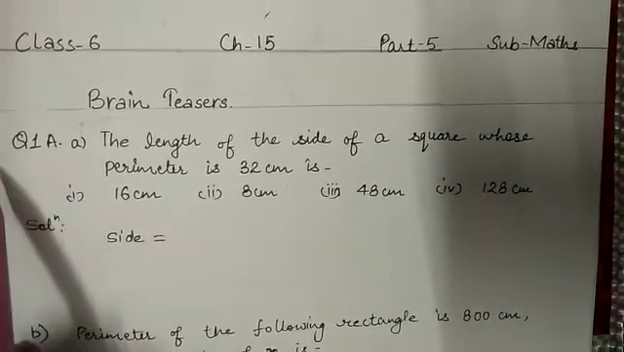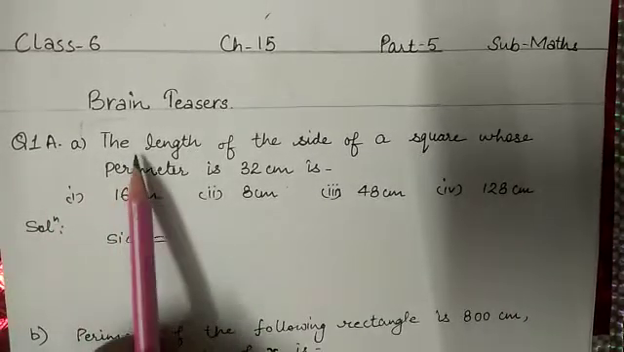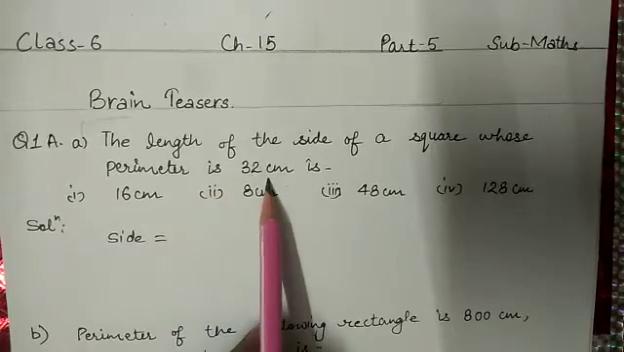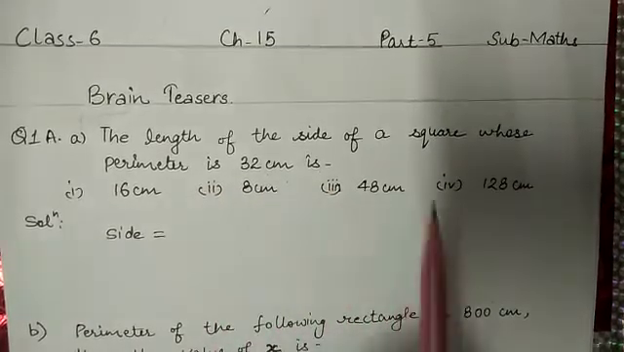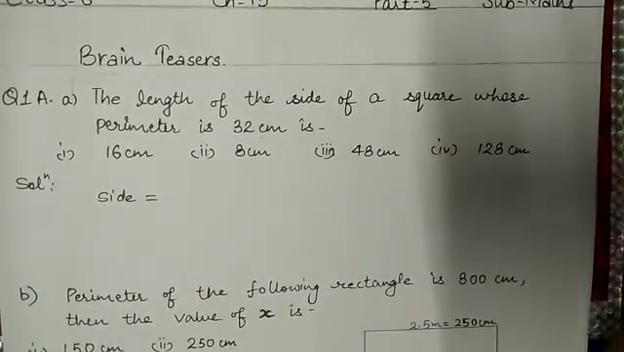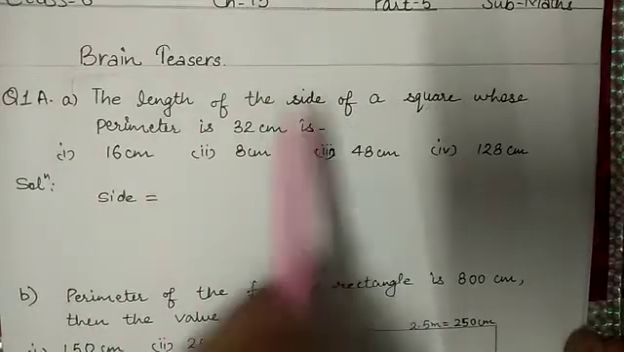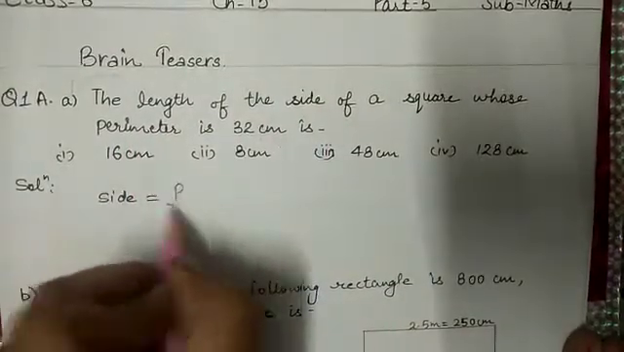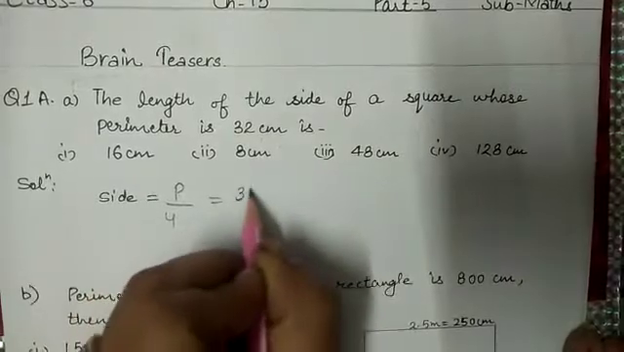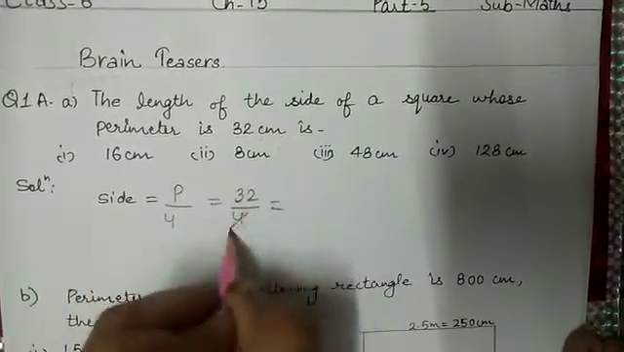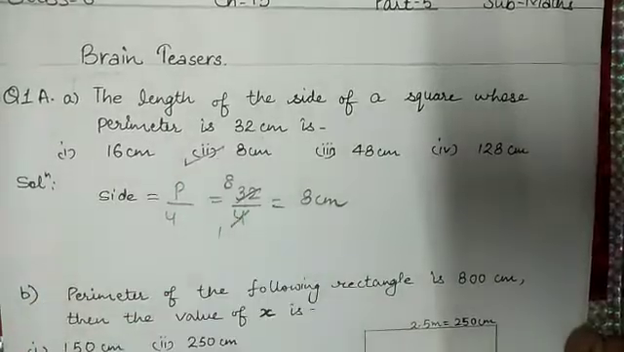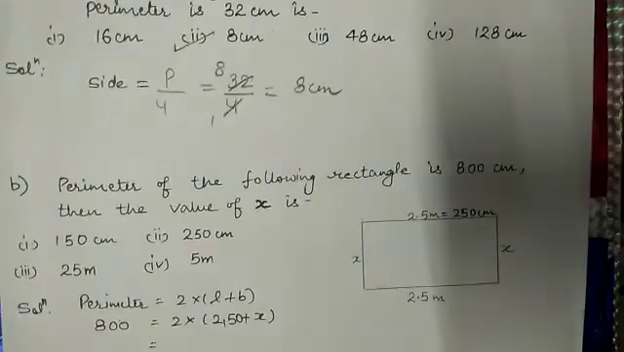First question, multiple choice questions. The length of the side of a square whose perimeter is 32 centimeter is one of the options we have to choose. So we are to find the length of the side of the square, perimeter is 32. To get the side, we should divide the perimeter by 4, that is 32 by 4, which gives 8 centimeter. So the right answer is 8.